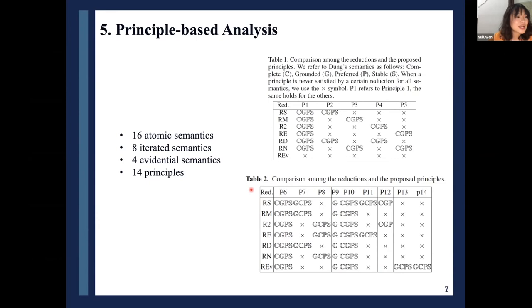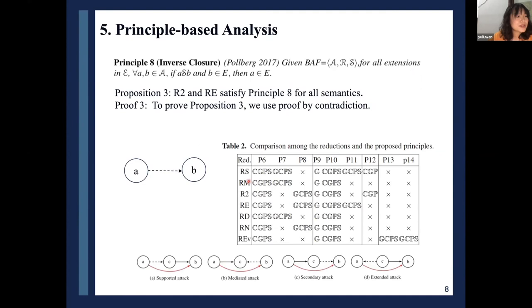So we visualize it as a table of 7 times 14, and in each square of the matrix, we write a subset of GCPS for representing different semantics separately. And here I only choose several principles and the corresponding examples to show how we get the result and how we use the principle-based approach, due to the time limitation.